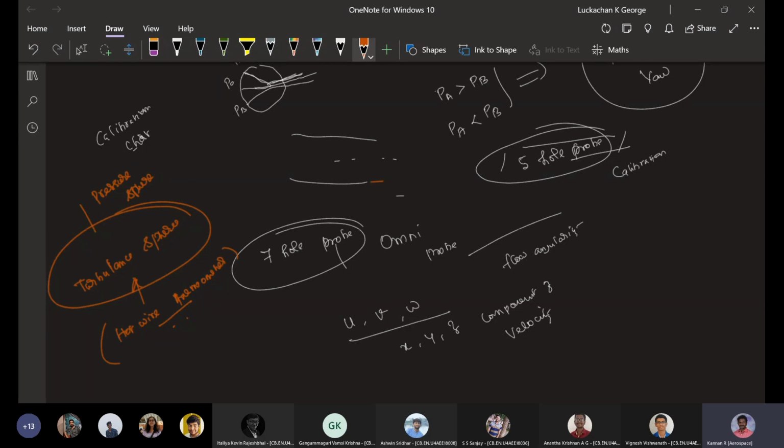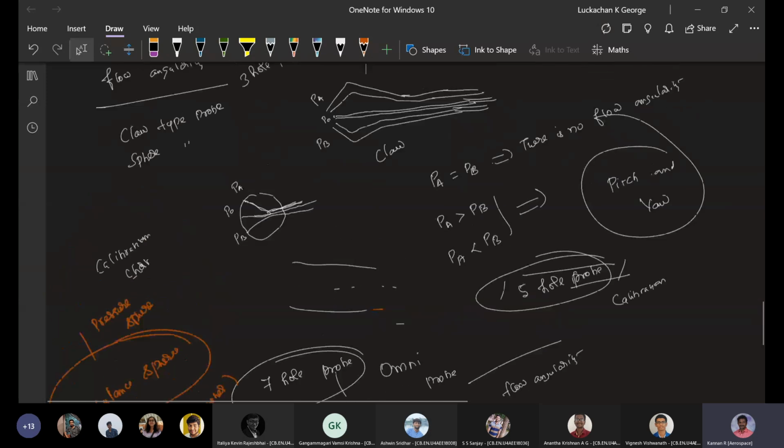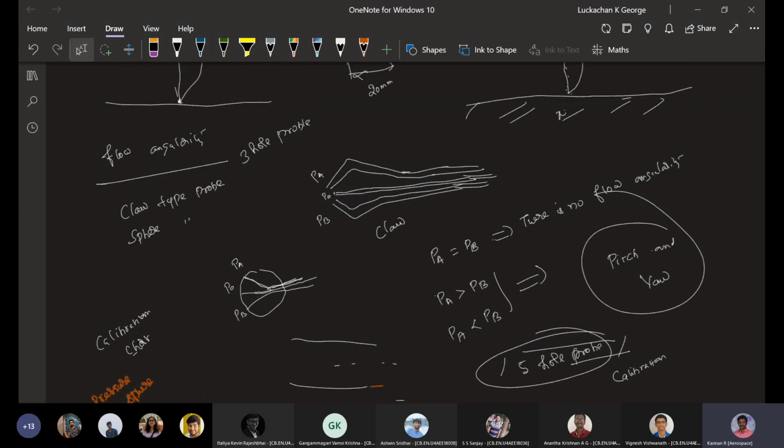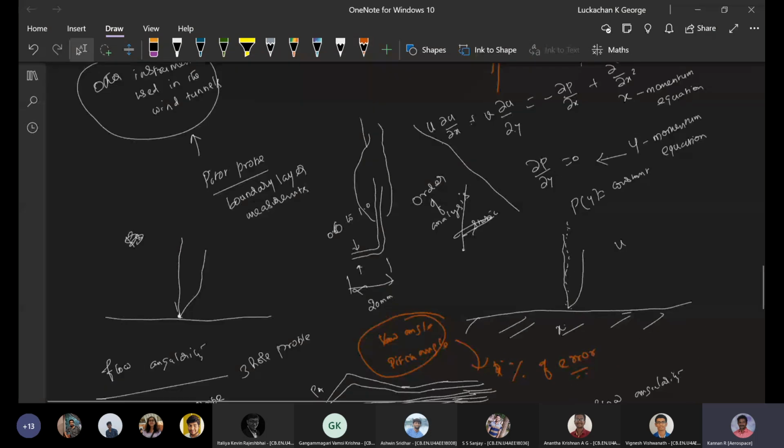If you look at your yaw probe, with respect to your flow angularity, your yaw angle and your pitch angle, what is the percentage of error associated? Your percentage of error you are going to get. Those things, I can show you in some graphs already presented about that. We will look at that, and we will take care of it.